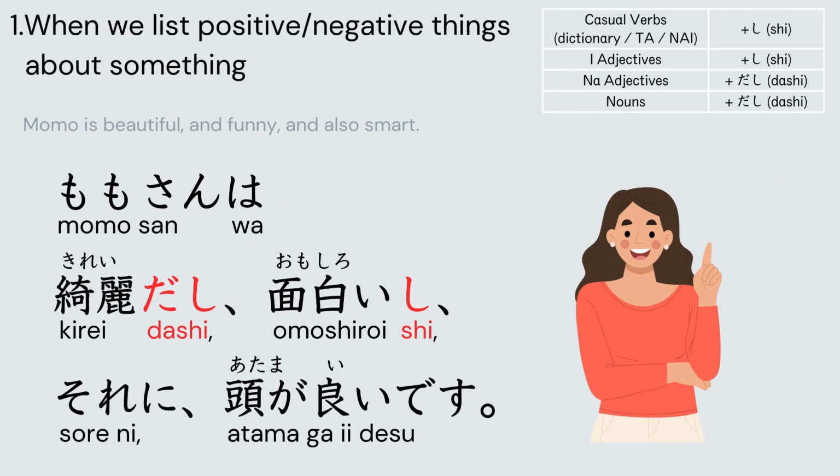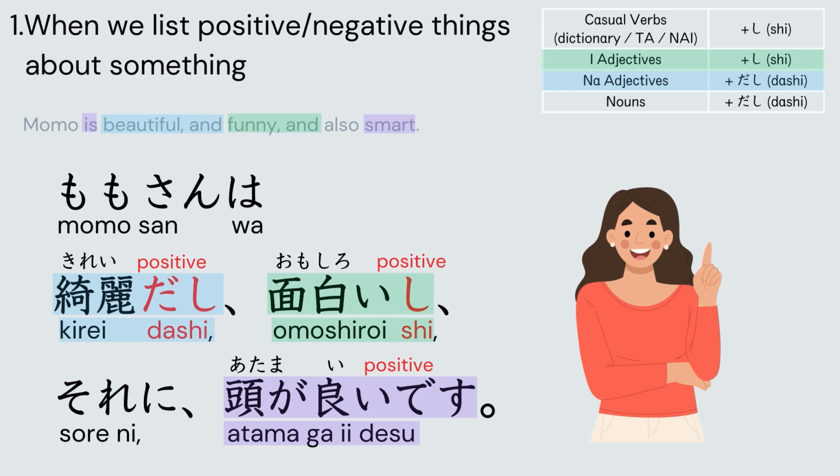Momo is beautiful and funny and also smart. Momo-san wa kirei da shi, omoshiroi shi, sore ni atama ga ii desu. You can see here, these adjectives all have positive meanings. Kirei is a na-adjective, so you would add dashi. Omoshiroi is an e-adjective, so you would add shi. And atama ga ii desu is at the end, so you don't have to use shi.